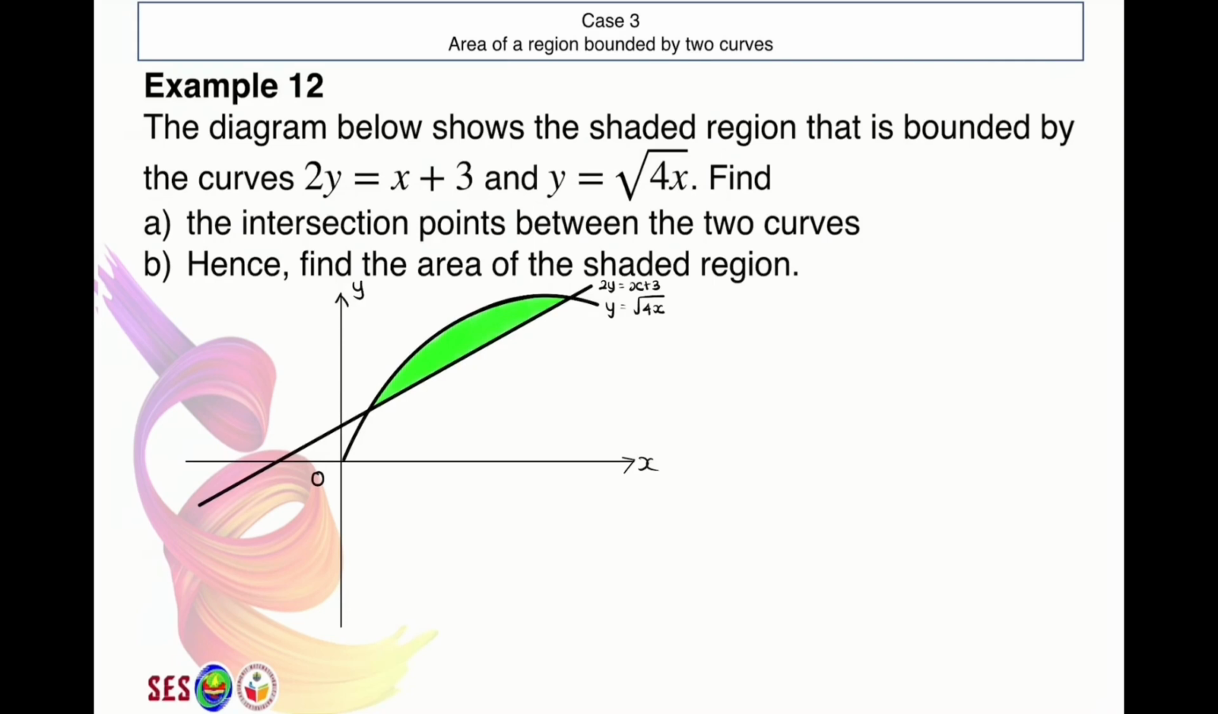The first equation given to us is 2y equals x plus 3, and the second curve equation is y equals square root 4x. To find the points of intersection, we need to substitute 2 into 1. So what we'll get is, to get rid of the square root, we will be squaring both sides.